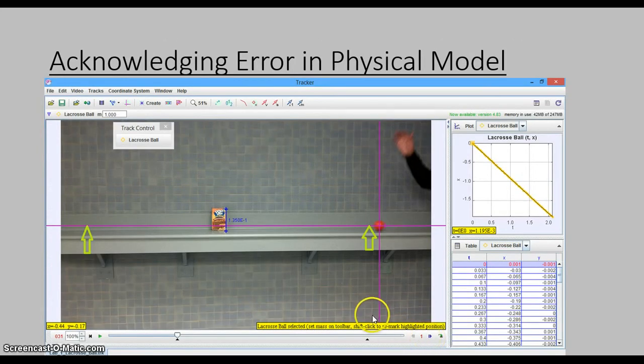Although the error present in this experiment did not change the final results, it should still be acknowledged. If one looks closely at the x-axis present in the Tracker video clip, one will see that the axis is not 100% horizontal with the shelf which the ball rolls on. This is indicated by the two arrows showing the slight difference in height between the x-axis and the base of the shelf.